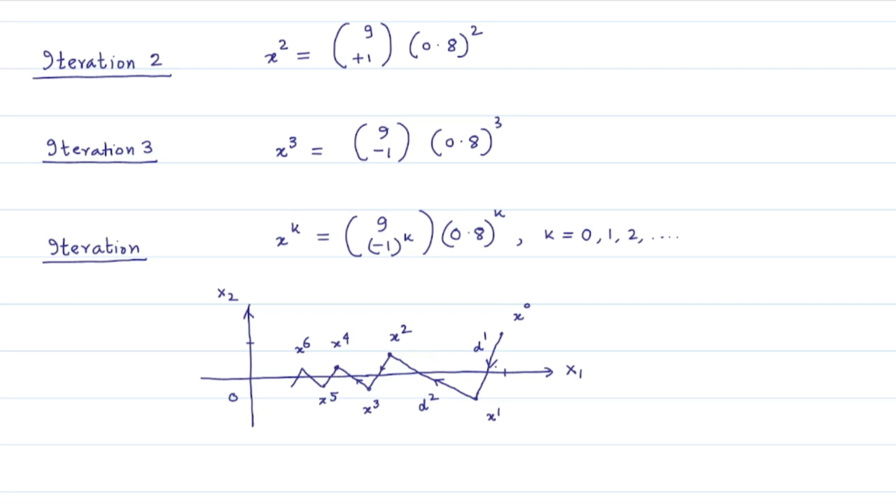Here you will find that this direction d1 is perpendicular to d2, d2 is perpendicular to d3 and so on. In general, I would like to give a home task here that you please cross check that the consecutive directions dk and dk plus 1 are perpendicular to each other. That means you will find that dk plus 1 transpose dk is equal to 0. This is actually not a surprise for this particular example. This is not a coincidence, but this is actually a general fact for the steepest descent method.